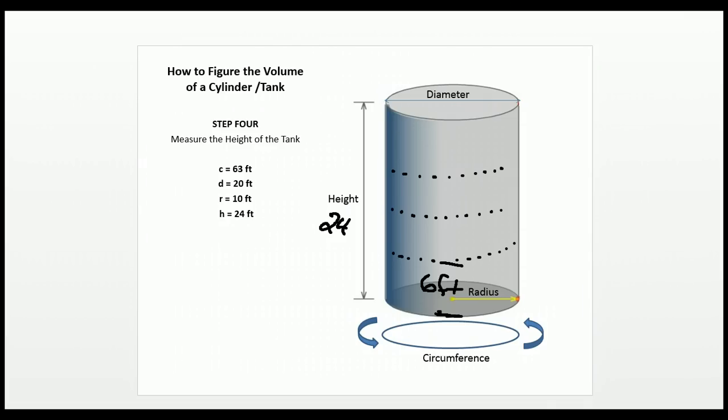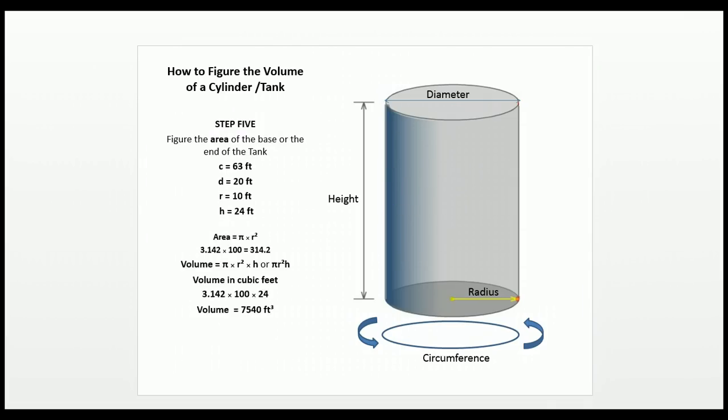So let's take our next step. Okay, now that we have 63, 20, 10, and 24, we need to figure out our area. The formula for it, A is equal to pi r squared. The area is only going to be that bottom foot because it's going to be measured in cubic feet. So the area is just going to give us the base of the end of the tank.